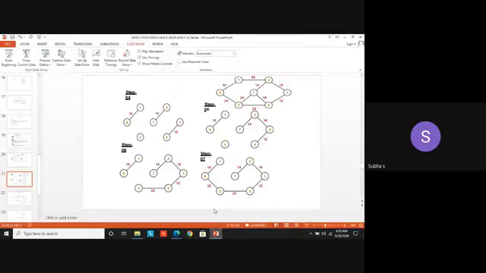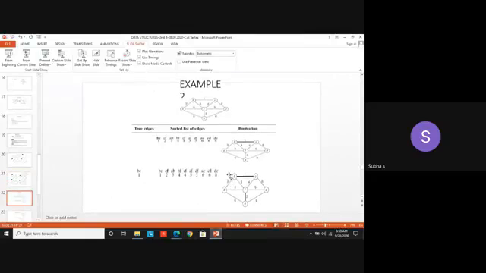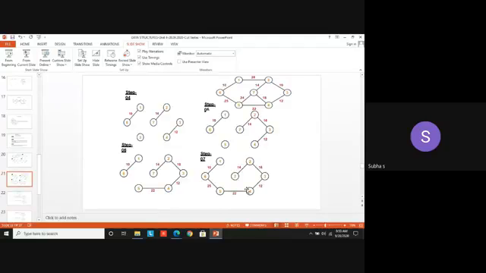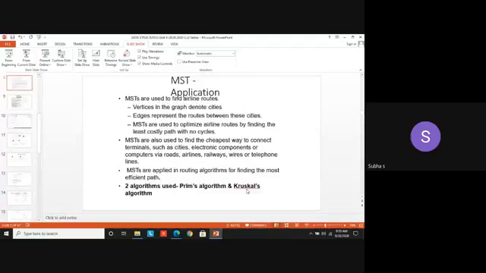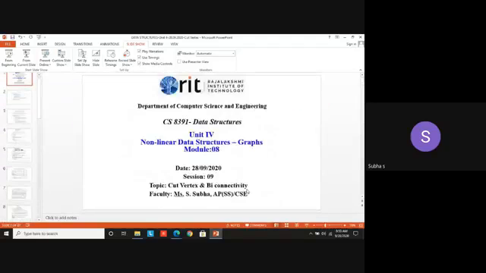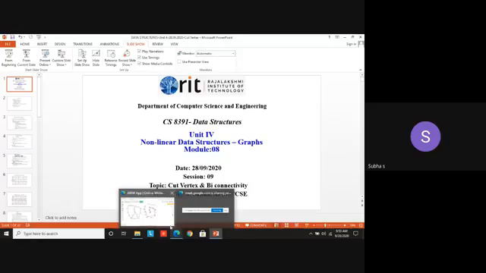Got it? So this is your final step. This is the last step I have mentioned using Kruskal's algorithm. Okay. Now we are going to see the next important topic, cut vertex, otherwise called an articulation point. I am going to explain everything on the board only. You can listen carefully.